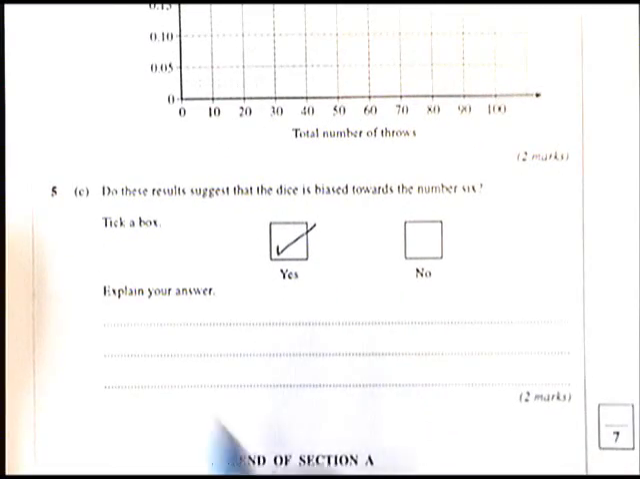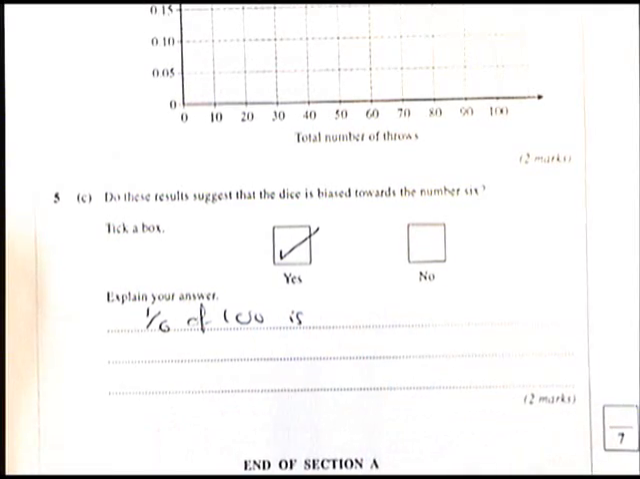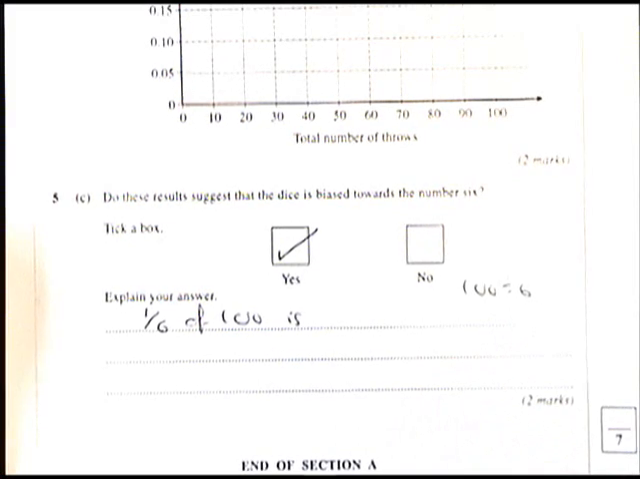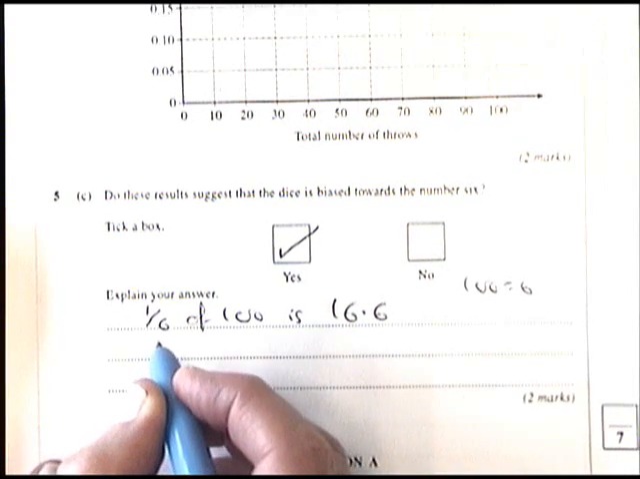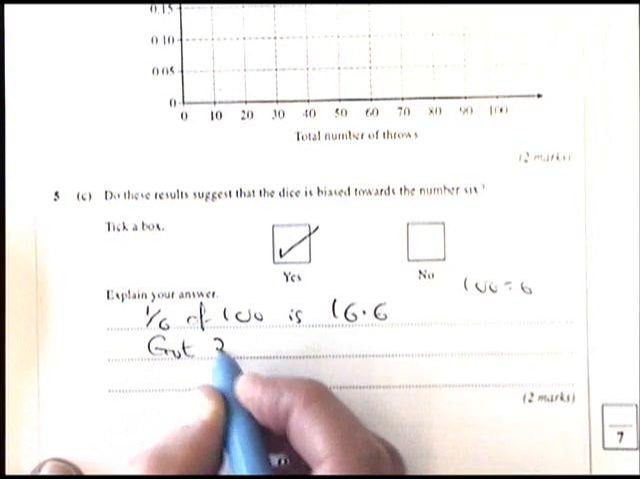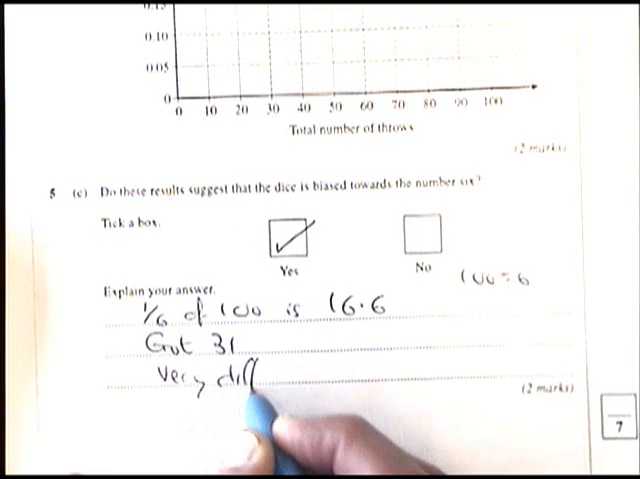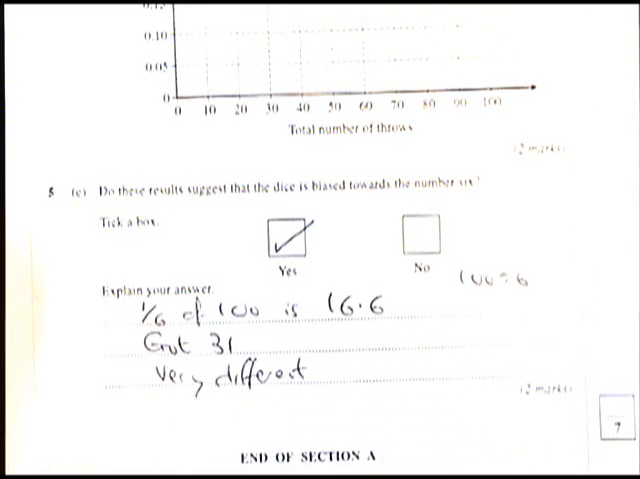So if you write down here the reason, 1/6 of 100 is, now if you want to do that as a sum, you do 100 divided by 6. And if you do that on a calculator, you get 16.6. So we would expect that many, but actually we got 31, which is very different. So if you wrote something down like that, you would get the 2 marks in that question. The key thing is you've got to say that what you got, 31 out of 100, is very different to what probability tells you you should have got. So yeah, there's something dodgy about the dice. It is biased.